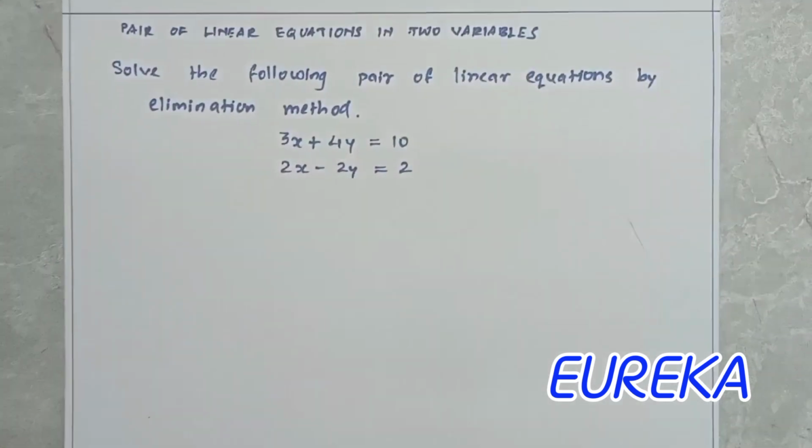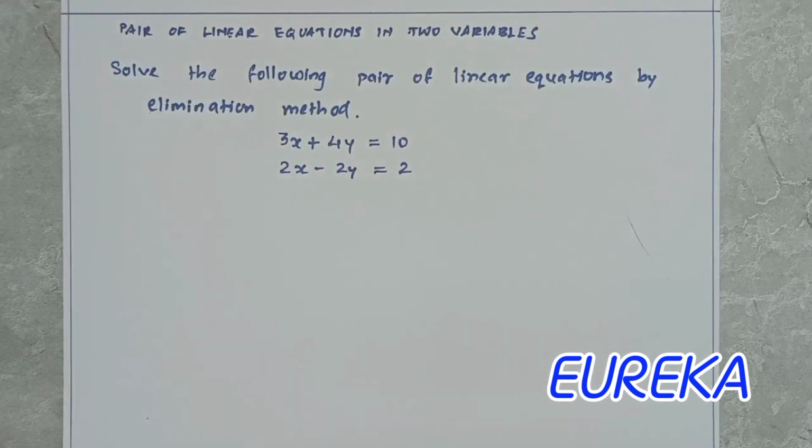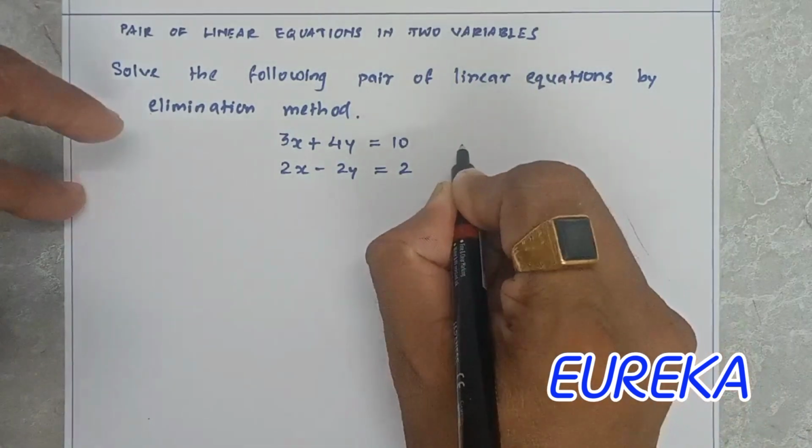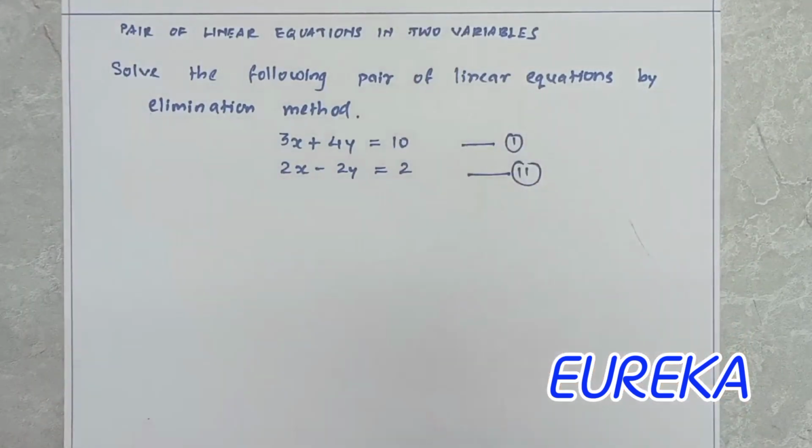So here is the question. The question says, solve the following pair of linear equations by elimination method, and the two equations are 3x plus 4y equals 10 and 2x minus 2y equals 2. Now the first step is similar. We put the first equation as equation 1 and the second equation as equation 2.